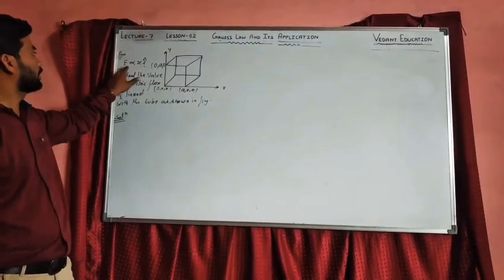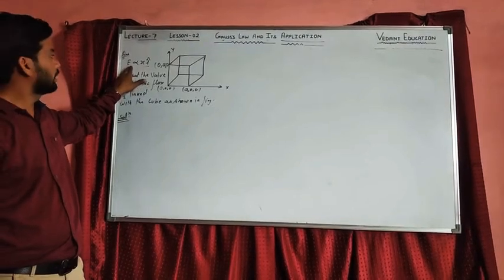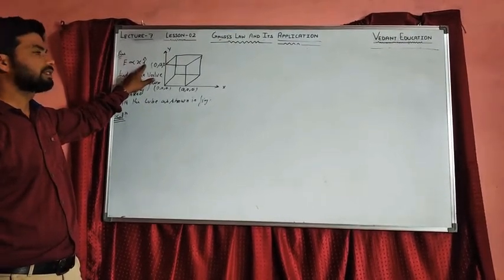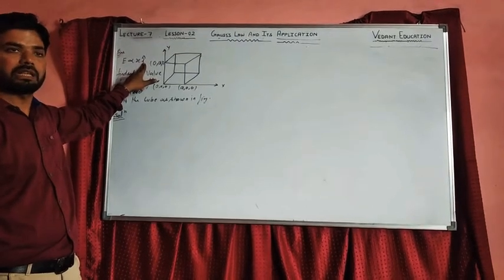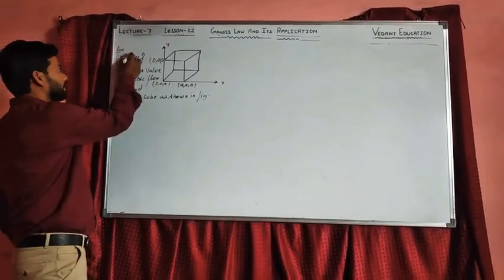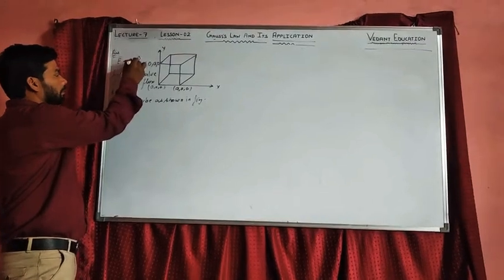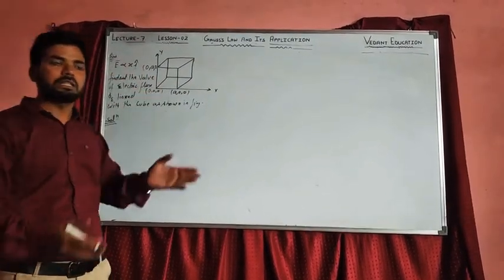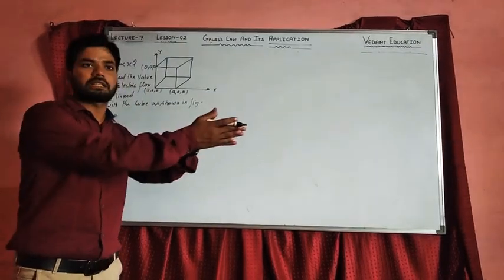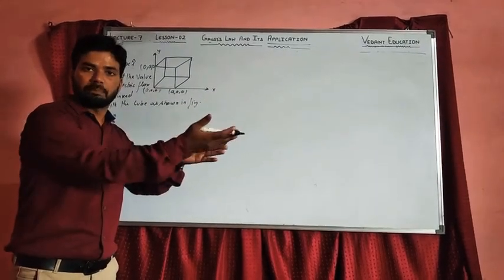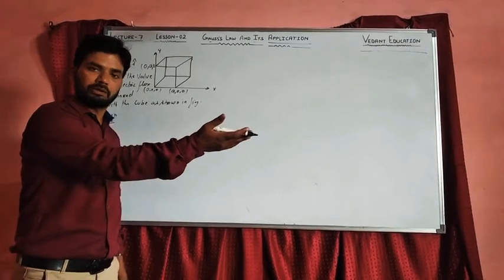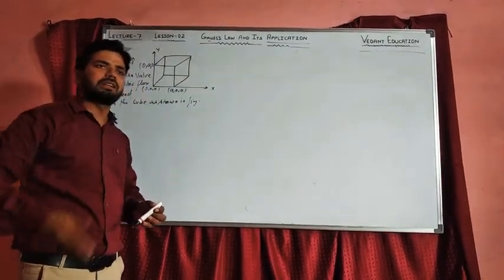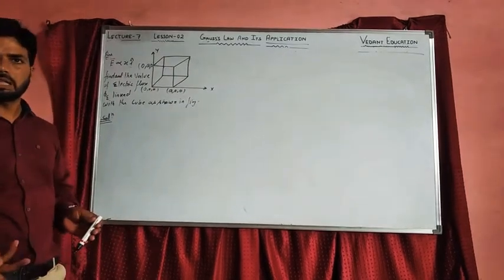In the question, electric field E is directly proportional to x, and it has a vector sign I cap which represents the direction of electric field. By this, you can guess the direction of the electric field vector is along the positive x-axis. Positive I cap represents the direction along the positive x-axis. If there is negative I cap, then along the negative x-axis, and J cap represents the y-axis, K cap represents the z-axis.